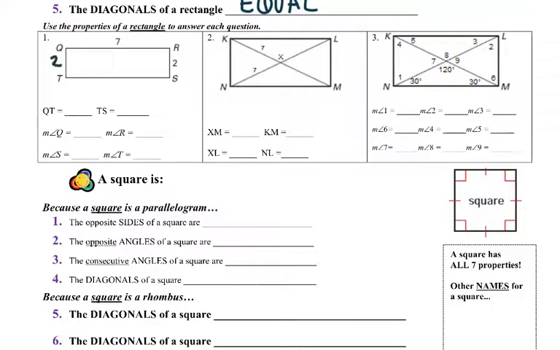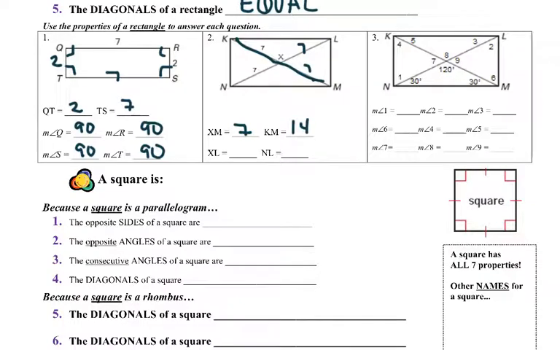So here we see 2 and 2, 7 and 7, of course, and then all 4 of those angles are what? 90, 90, 90, 90. The diagonals are equal, and the diagonals bisect each other, so we're going to have all 7s here. For XM is 7, but K to M, that would be that whole thing, 7 plus 7, 14. XL, of course, 7, and then again, 7 plus 7 is 14. Sides are always easier than angles, but the angles are important too.